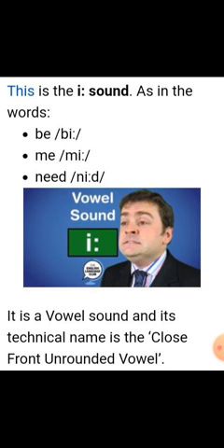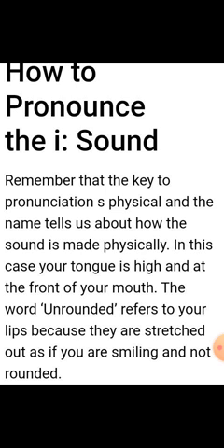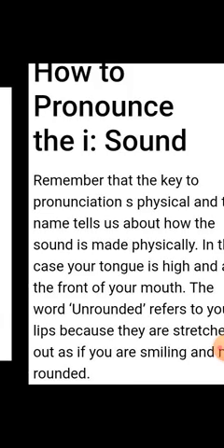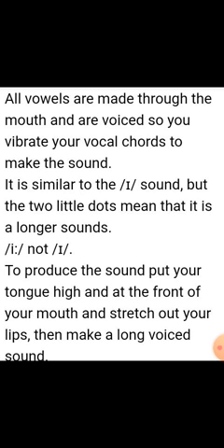So let's go ahead. How to pronounce the sound E. Remember that the key to pronunciation is how the sound is made physically. In this case, your tongue is high and at the front of your mouth. The word rounded refers to your lips because they are stretched out as if you were smiling and not rounded. All vowels are made through the mouth and are voiced, so you vibrate your vocal cords to make the sound.